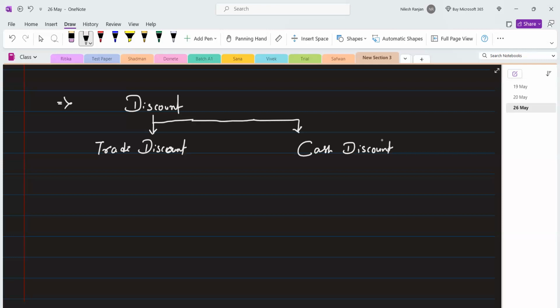Whenever you go to any shop, like a mall or any showroom of any company, you will find many times flat 50% off, flat 70% off, buy one get one free, buy one get two free. These types of things are written outside the shop to attract customers. Now, companies generally allow this type of discount to every customer.